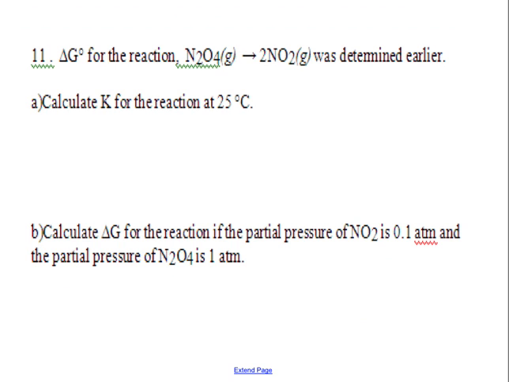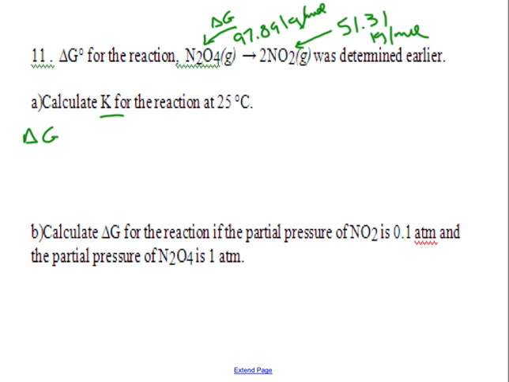Number 11 says, for the reaction, blah, it was determined earlier what the delta G naught was. And so we need to calculate K. We actually didn't do this particular problem in class, so I have my delta G values. I looked them up, and this ended up being a 97.89 kilojoules per mole. And this ended up being a 51.31 kilojoules per mole. If we want to calculate K, and they're asking for K, not Q, so we have to use delta G naught is equal to negative RT ln of K.